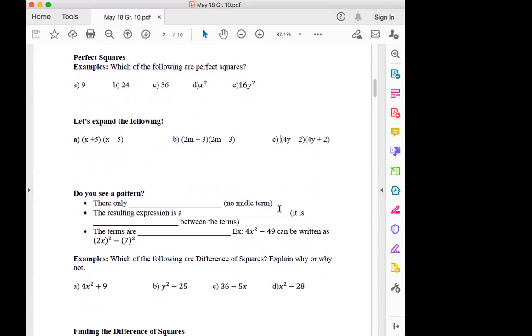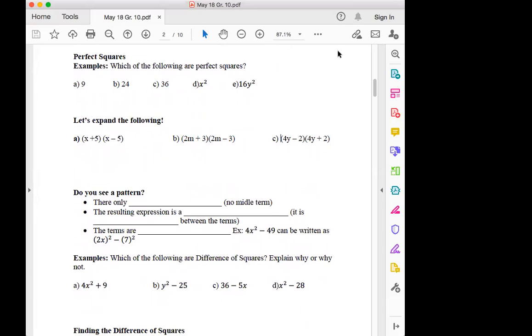When we look at the word squares, that means that a number was multiplied by itself in order to get that number. For example, 9 is a perfect square because it can be square rooted. It means that one number multiplied by itself gave the number 9. So 3 times 3 gives us 9, which means 3 squared has given us 9.